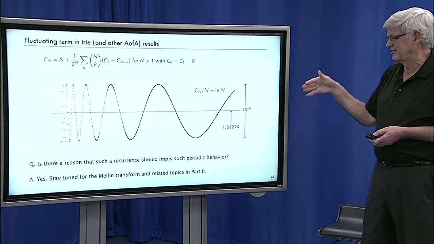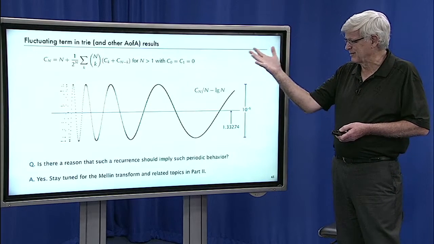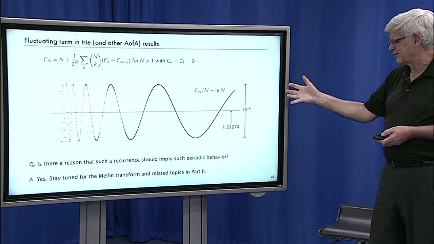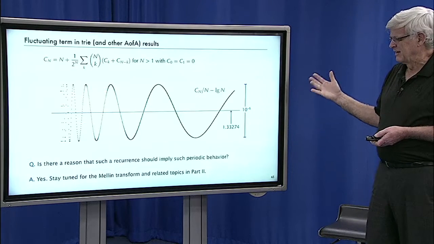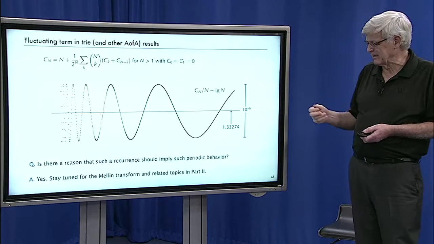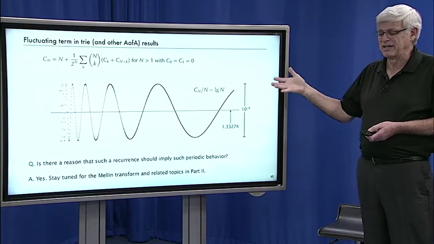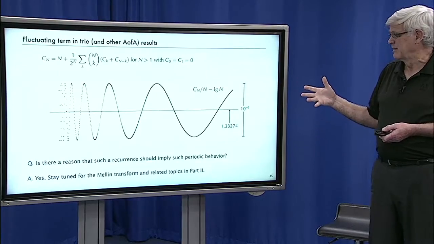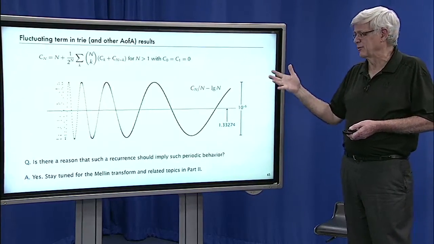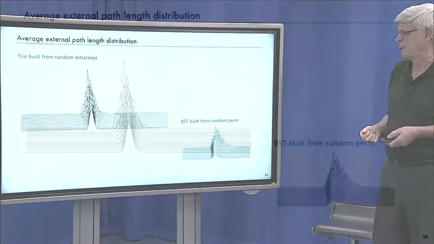And the question is, is there a reason why a recurrence like that, which seems such a natural recurrence involving our integer costs, should have this strange periodic behavior? And the answer is yes. We're going to see when we get to complex analytic techniques, the Mellin transform, that there's a perfectly valid explanation for such periodicity. And not only that, it's bound to appear in the analysis of lots of algorithms that are based on properties of bit strings, like tries.